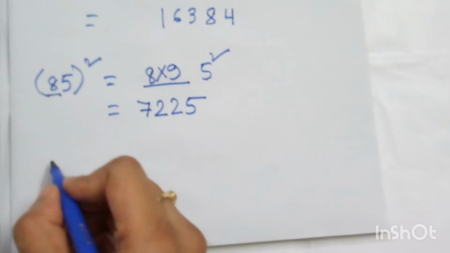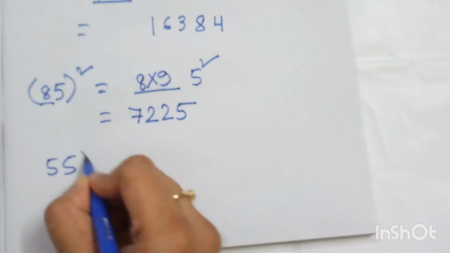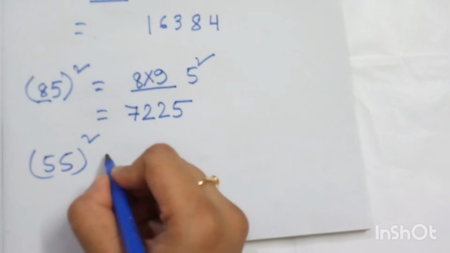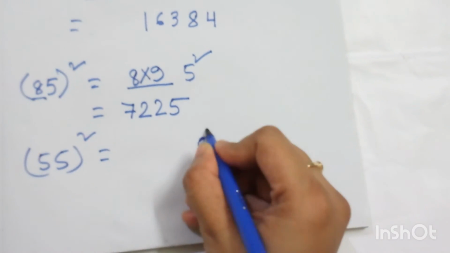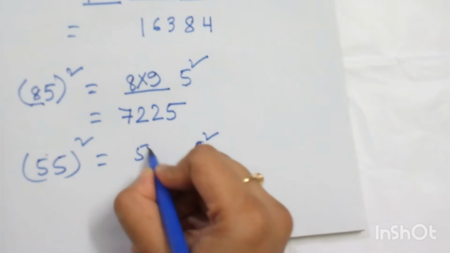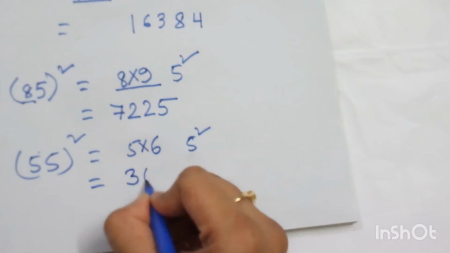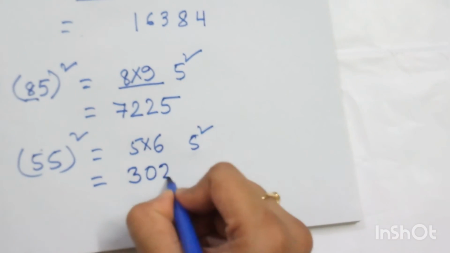Like this, when it is 55 square, it will be 5 square and the next number of 5 will be 6. So multiply this, it will be 30 and 5 square will be 25.